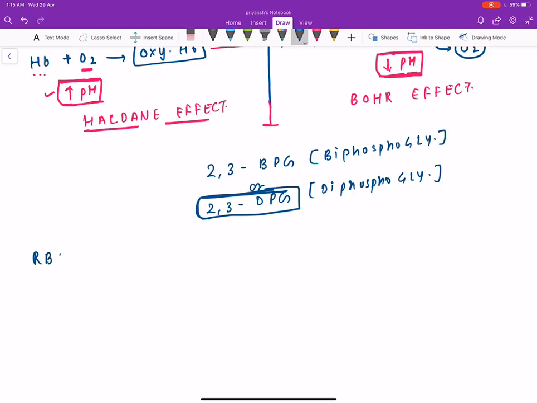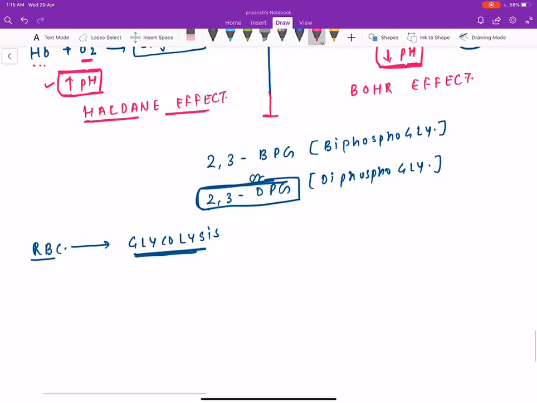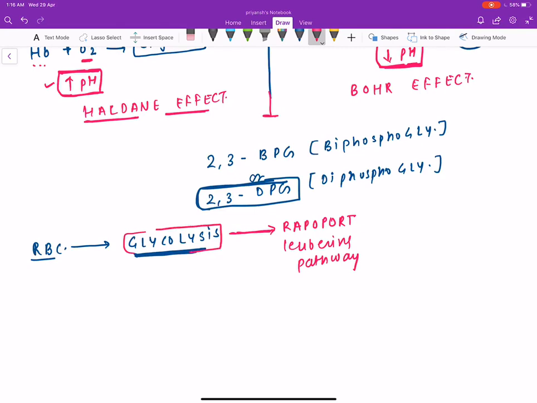when the RBC undergoes glycolysis, because RBC does not have mitochondria, the glycolysis that is going to occur is anaerobic. But sometimes this glycolysis will enter into another shunt pathway called the Rapoport-Luebering pathway. If the glycolysis in the RBC enters the Rapoport-Luebering pathway, then the product that you are going to get is 2,3-BPG.